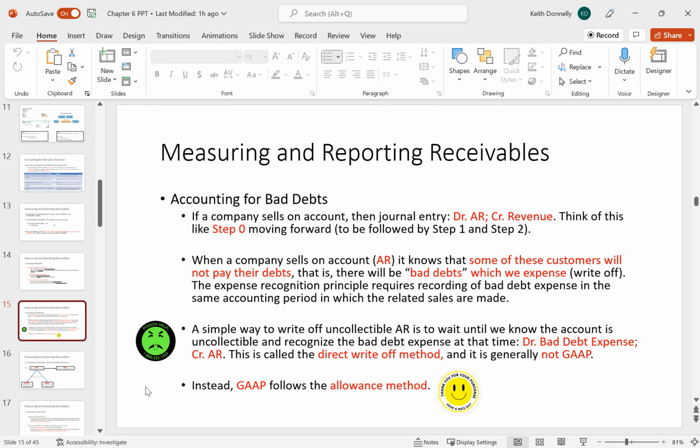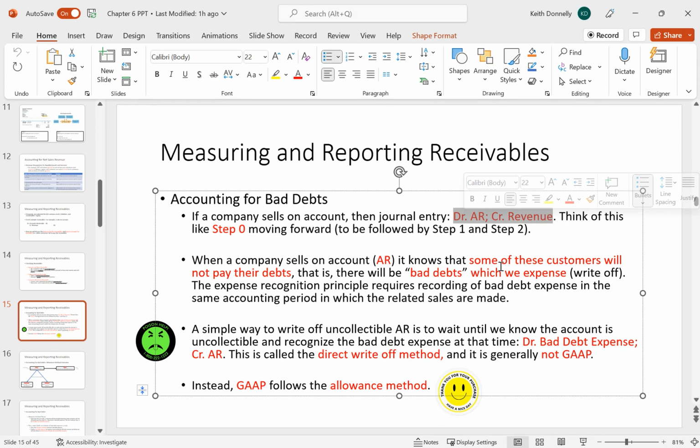All right, next, let's look at accounting for bad debts. First things first, we're talking about accounts receivable. When a company sells on account, they do this journal entry: debit accounts receivable, credit revenue. You can think of this as step 0, because moving forward we're going to talk about bad debt expense, which is step 1 and step 2. But that presupposes that we made a sale on account. So as a starting point, that's the journal entry. It's an account receivable. We give them the goods. They're going to pay us later. There's no interest on it.